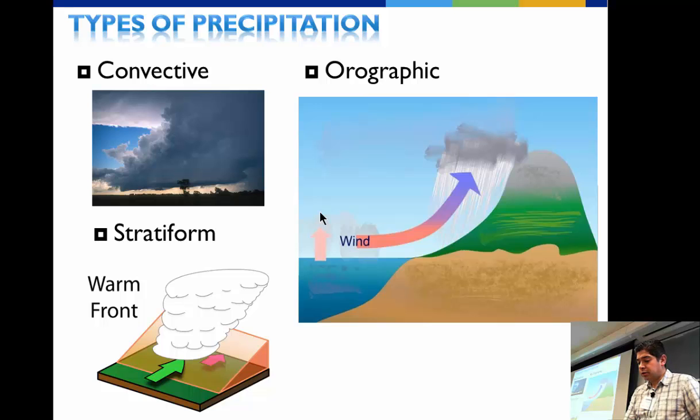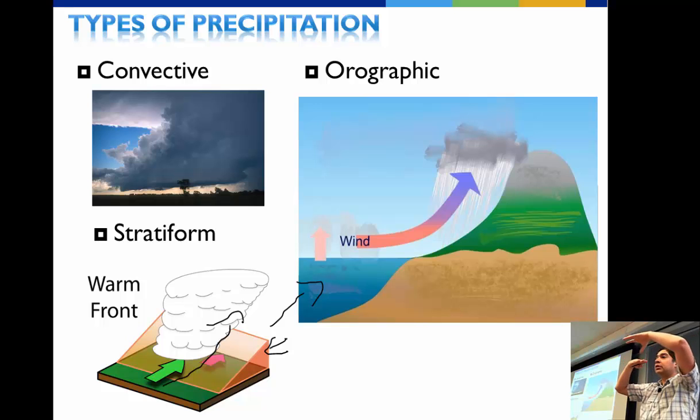Usually the orographic one is the one that is more familiar in California. But this stratiform is when you have hot air and cold air. So this is cold air, and this is hot. When the two of them encounter, the hot air will go up, and when it's going up, it's getting colder, and that's how it will precipitate.